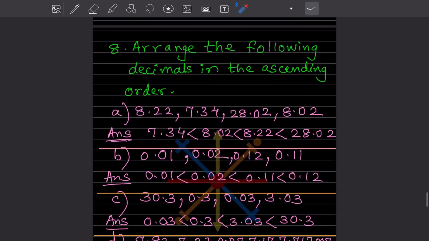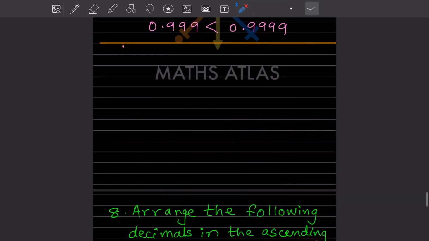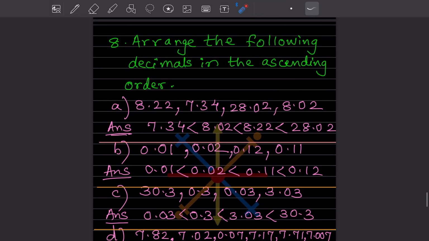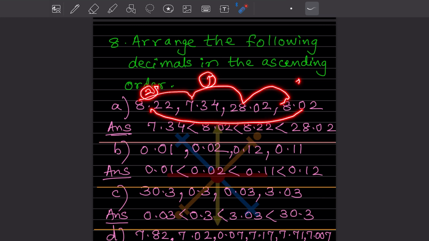Now arrange the following decimals in ascending order. Ascending means small to big. We have done this in fractions as well, small to big. Now this is only in the form of decimals, so you have to be very careful. Just look at the whole numbers and decide which is the smaller one. Definitely this one is smaller, 7. Then comes 8. But in 8, what you can see now is there are 2 numbers, 8.22 and 8.02.